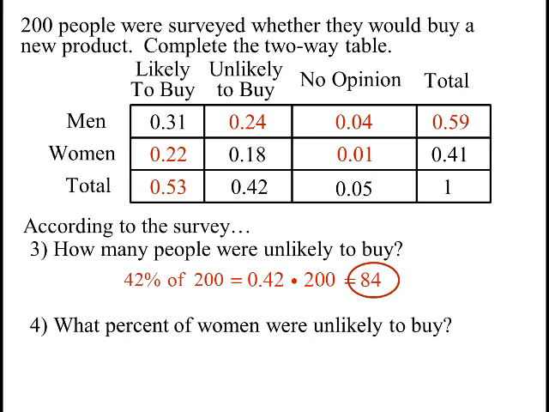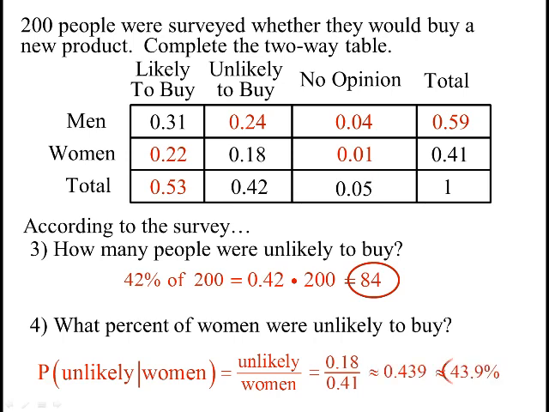What percent of women were unlikely to buy? Okay, so now we're just looking at women. So 0.41. What percent were unlikely? So 0.18 out of 0.41 is what I'm thinking. 0.18 divided by 0.41, 43.9%.